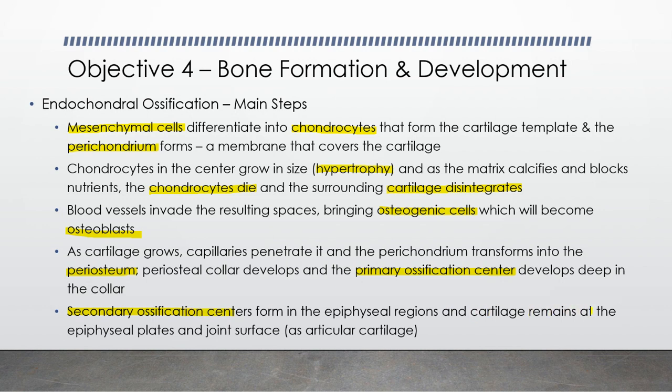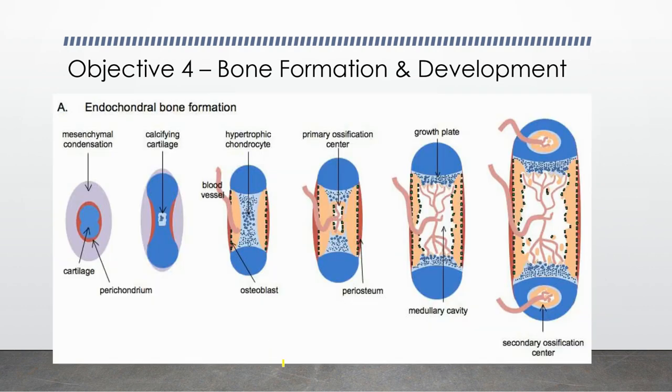Cartilage does remain there for a little while. That's how we're going to grow in length. Remember your epiphyseal plate. And then we're still going to see some cartilage at the joint surface. But as a whole, all of that cartilage is going to have been replaced by bone. And so there you see endochondral bone formation.